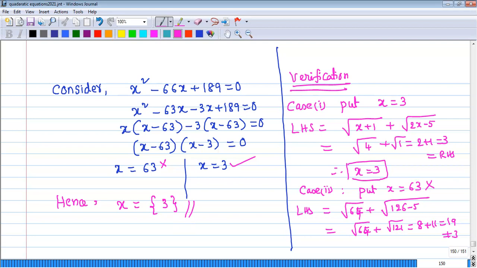So now we have completed these quadratic equations. Most of the questions we have dealt with. So tomorrow onwards we start JEE Mains multiple choice questions.